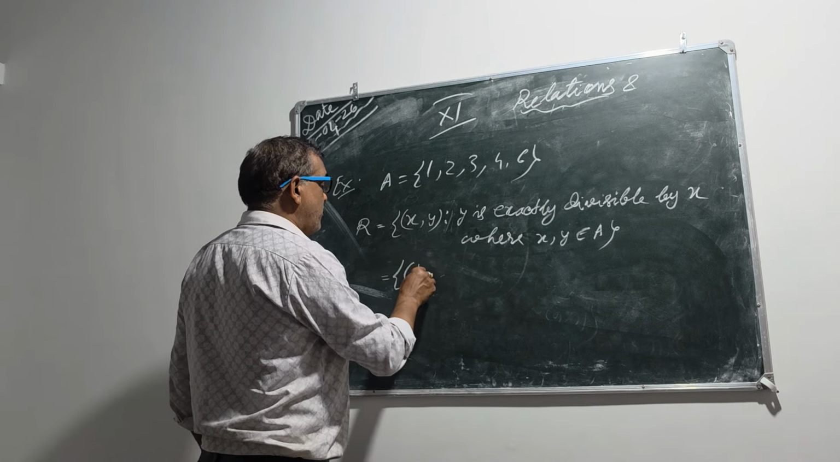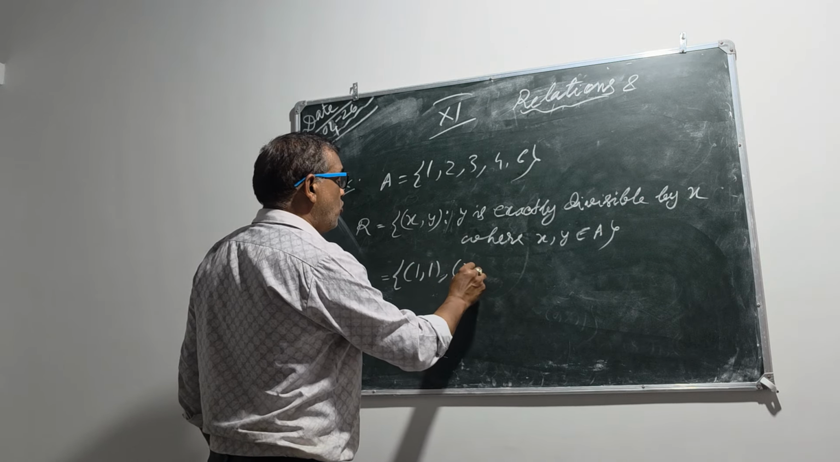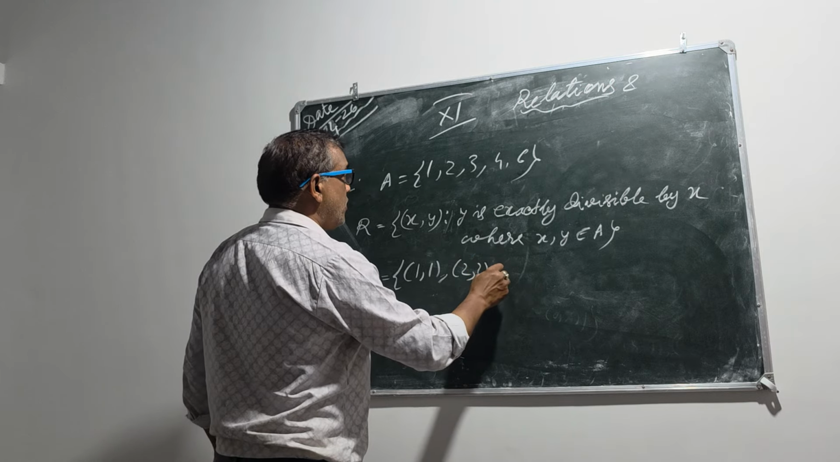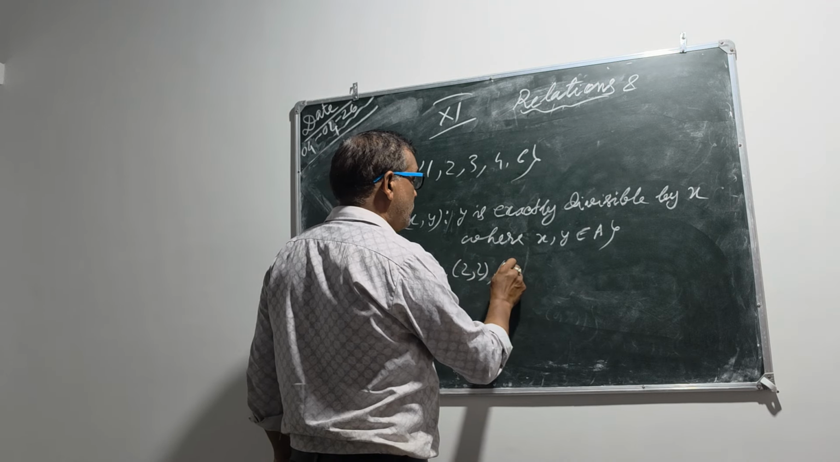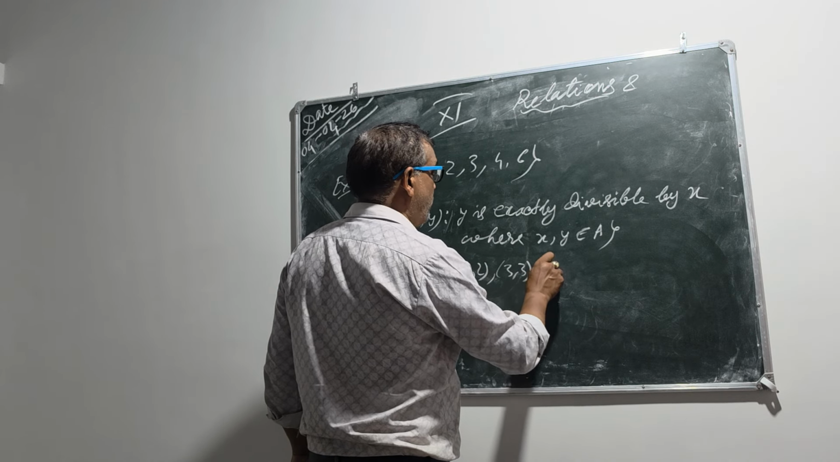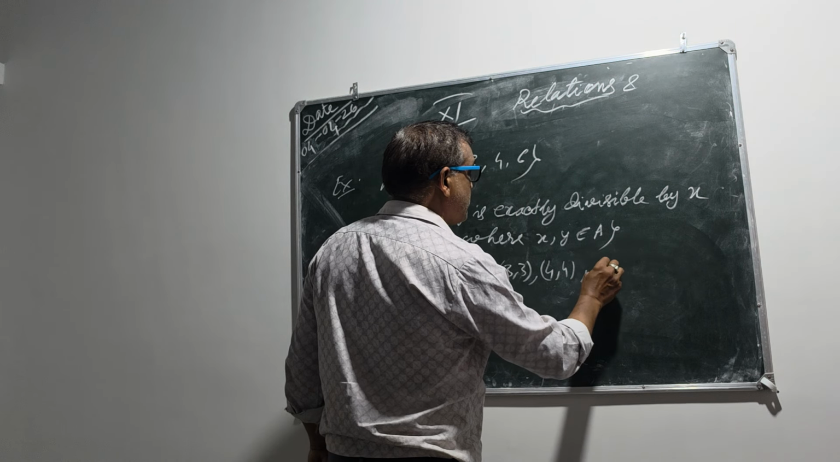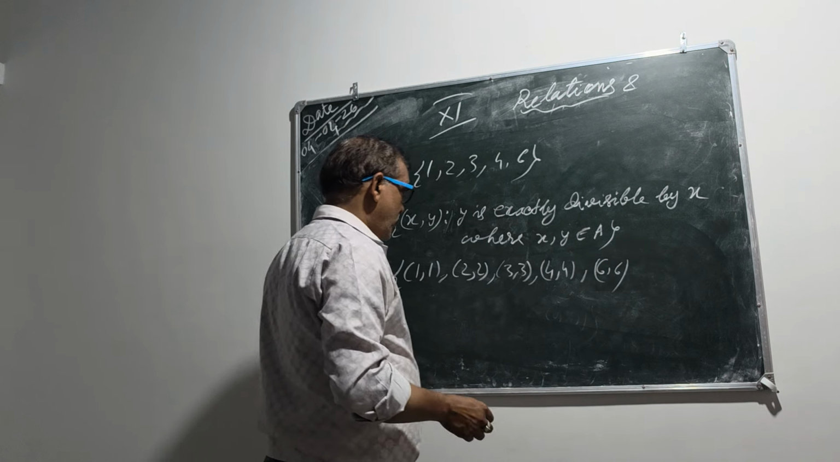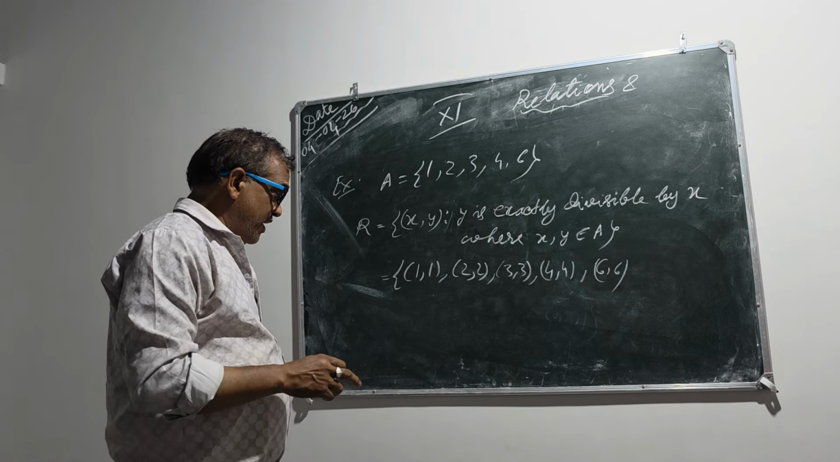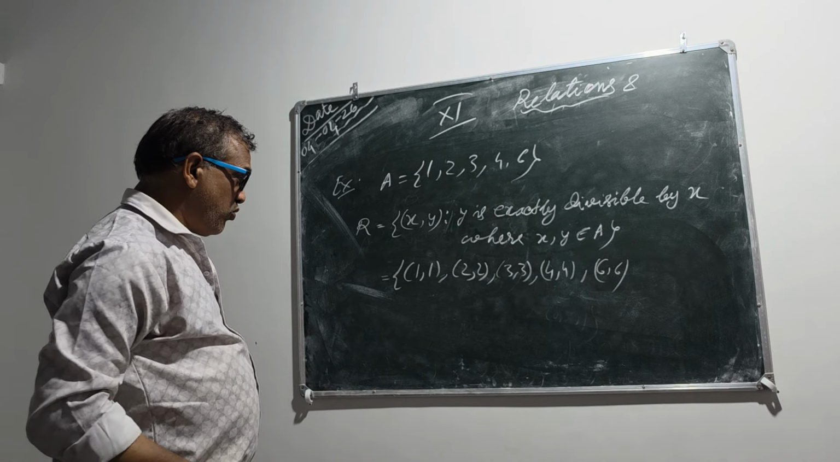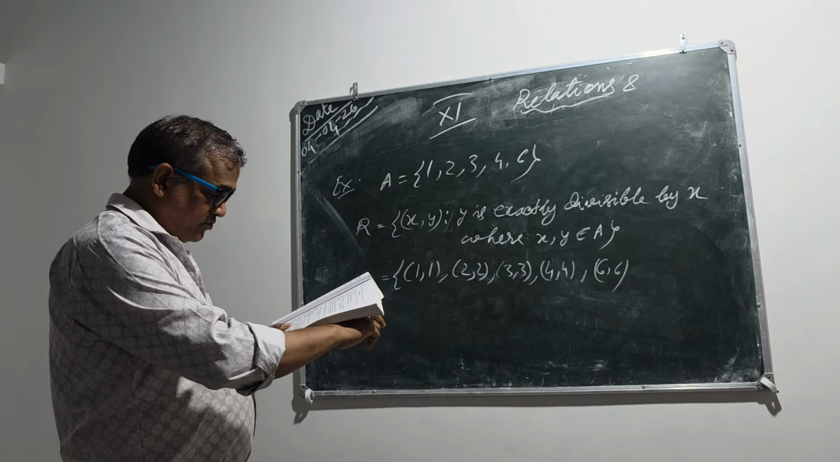First of all, (1, 1), (2, 2), (3, 3), (4, 4), (6, 6). So in each case, y is exactly divisible by x.